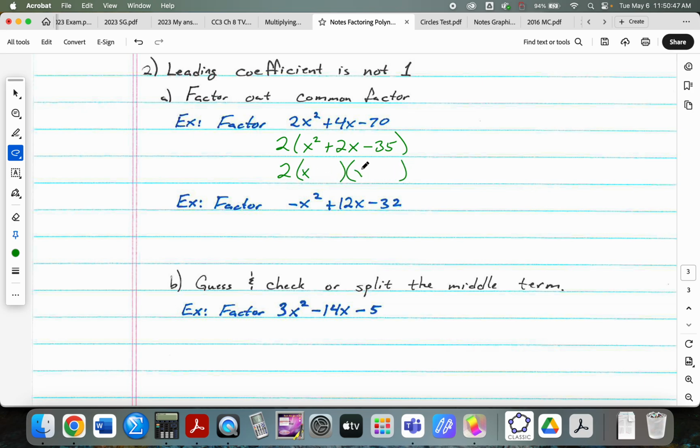Both going to start with x. I need two things that multiply together to be negative 35. There's not a lot of things that do that. And add together to be positive 2. 7 and -5. Yeah, positive 7, negative 5.